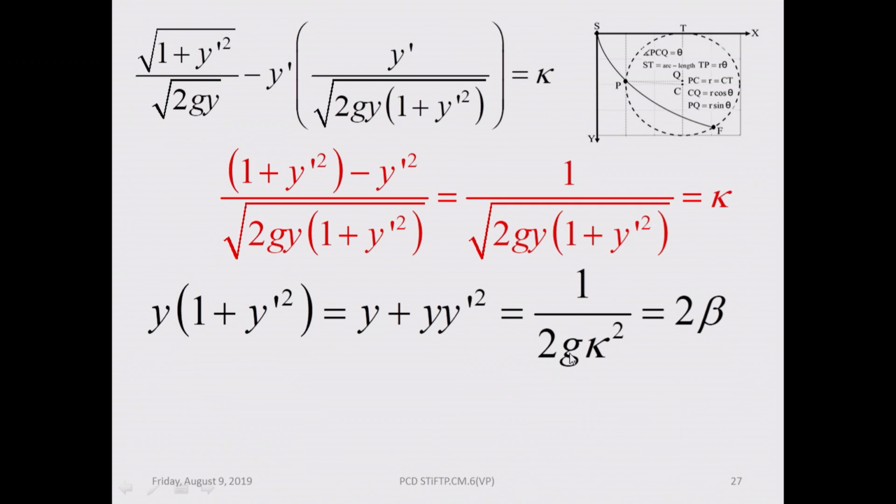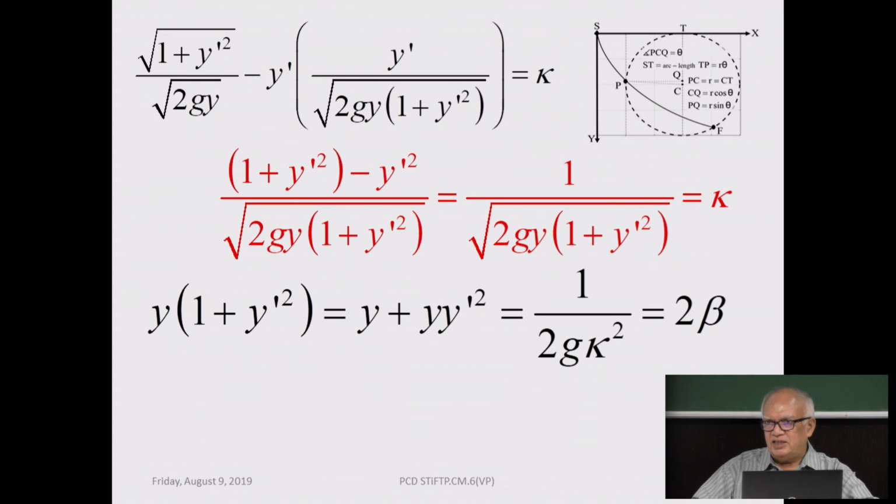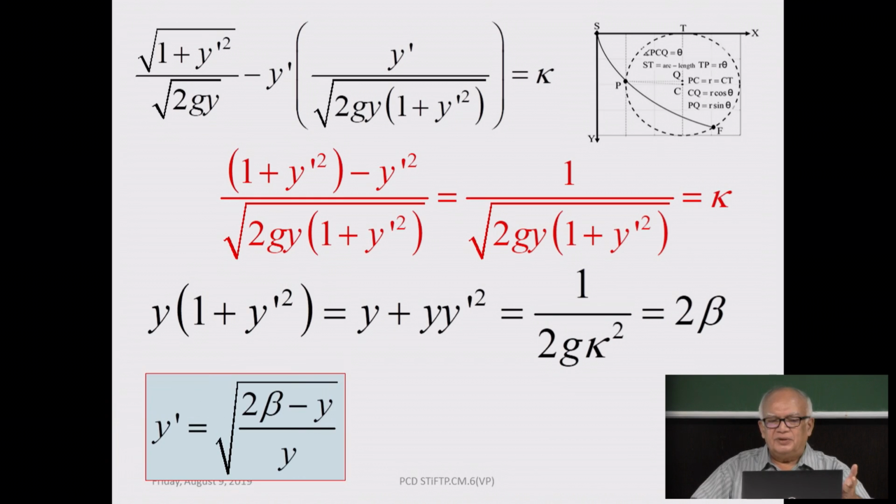But g is a constant. It is the acceleration due to gravity at that particular point, so it's not going to change. Kappa is already a constant. So 1 over 2g kappa square is also a constant, and we can call that constant 2 beta. Okay? So y prime must be equal to root of 2 beta minus y. So you subtract this y, move it to the right, get 2 beta minus y, and then divide by y, take the square root, you get y prime.